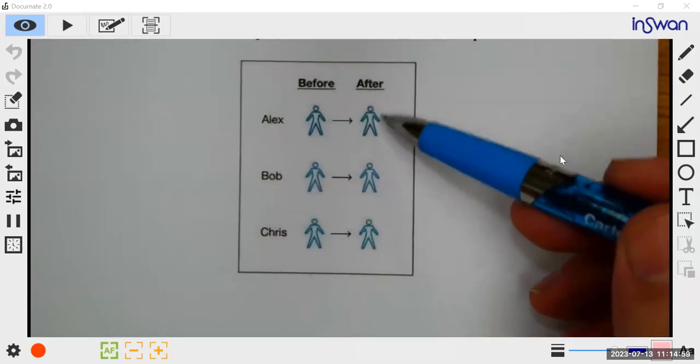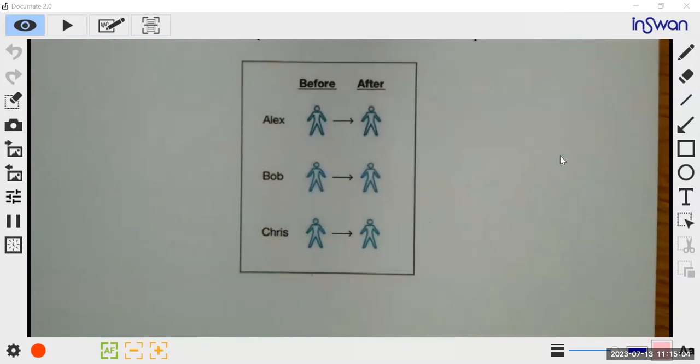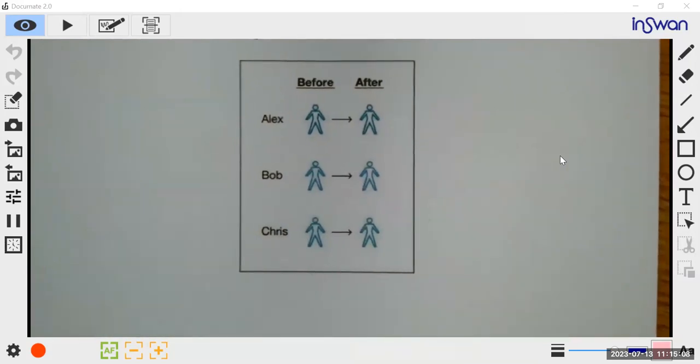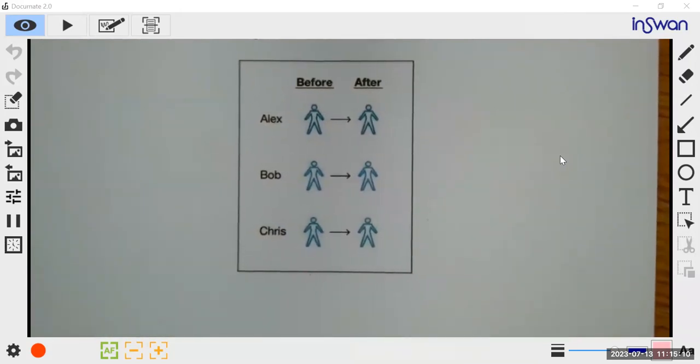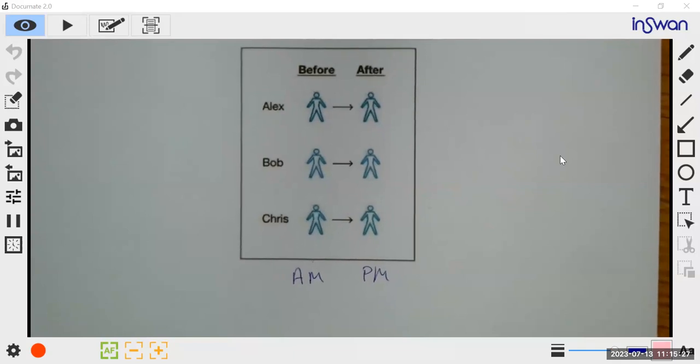Here's the before and here's the after. You have these two people have their before and after experiment, before and after treatment. What are you looking for here? Any changes? We had an example of this yesterday. Temperatures. If you took the person's temperature in the morning and the evening, let's see what happens.